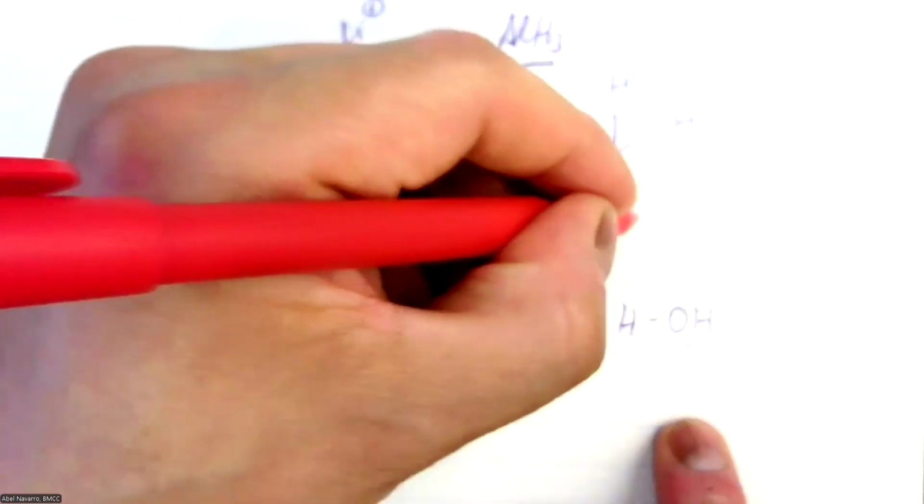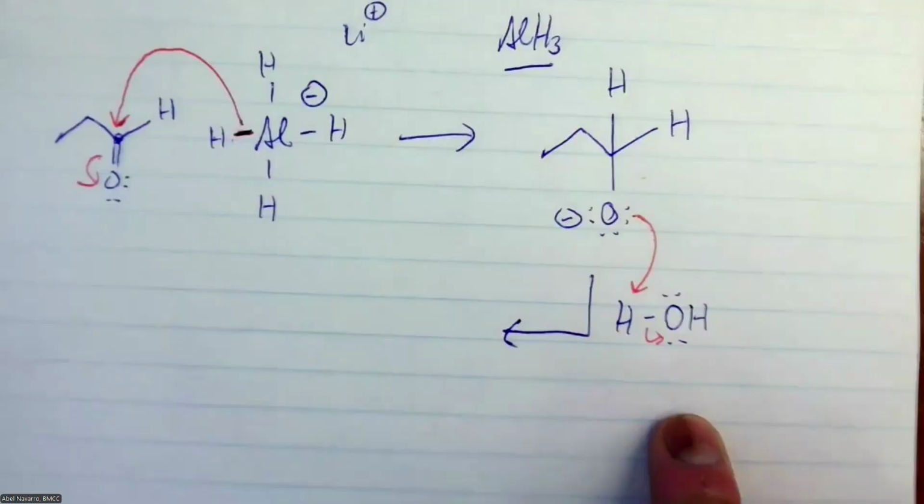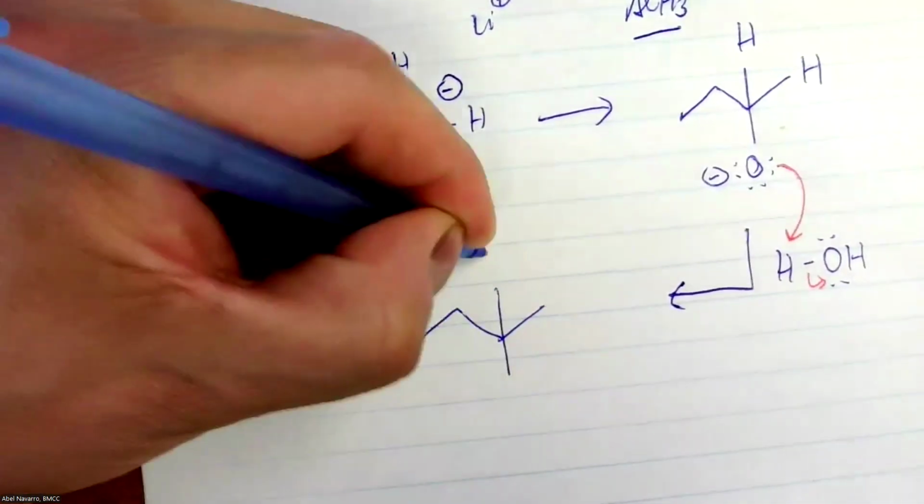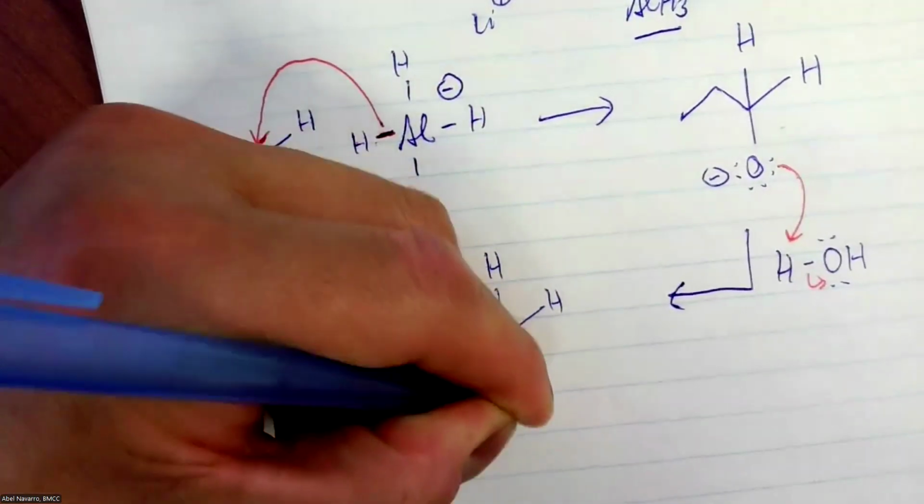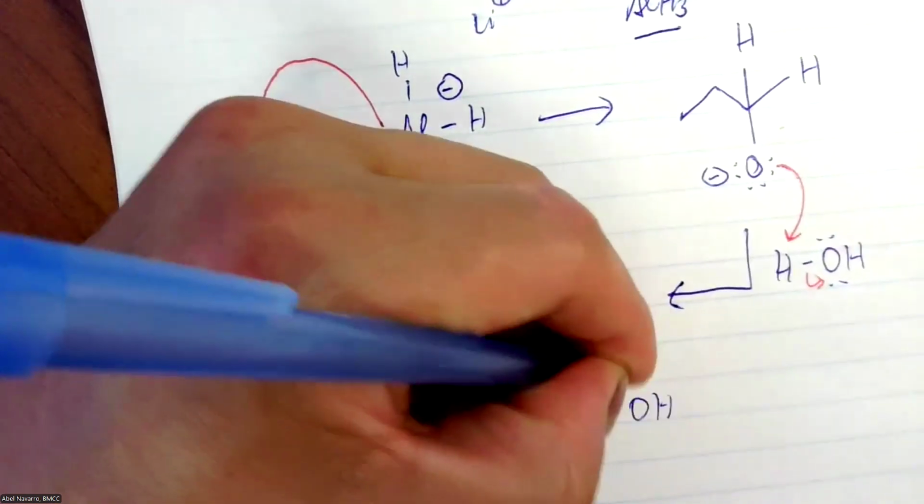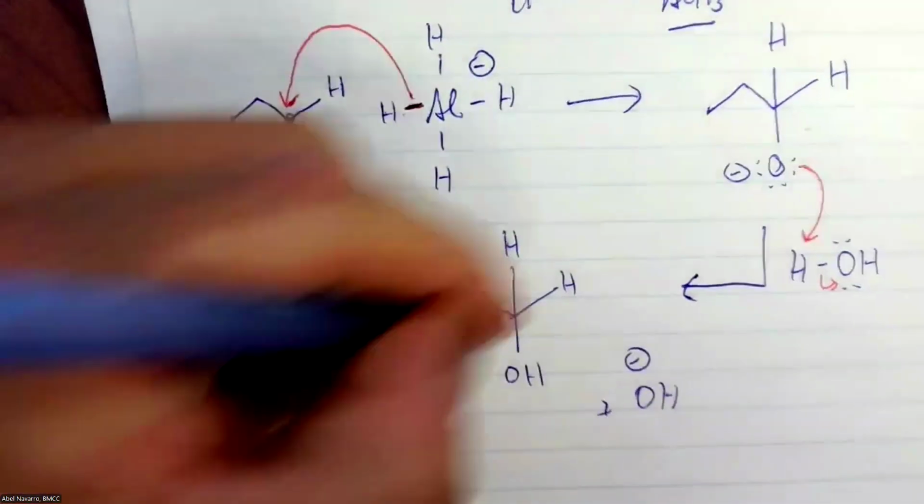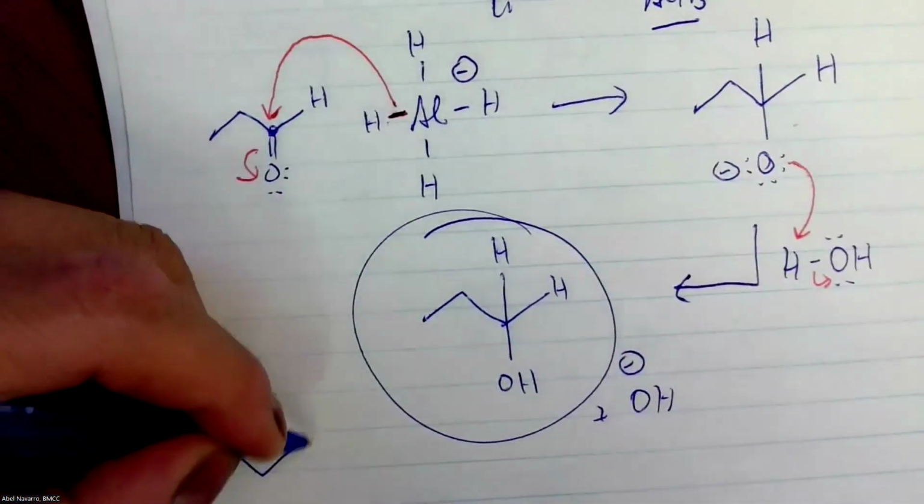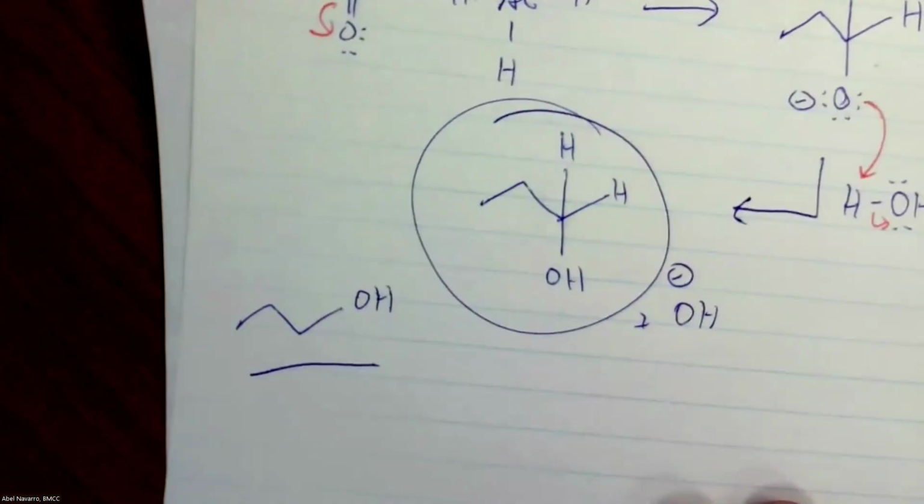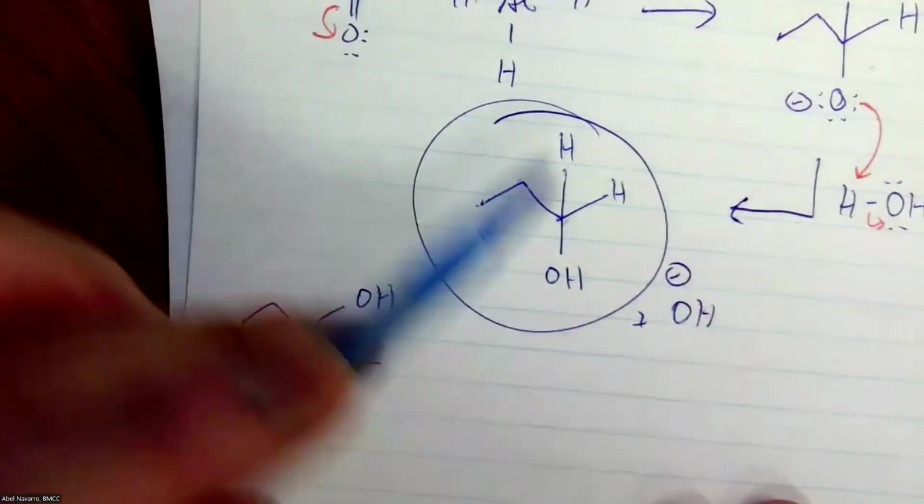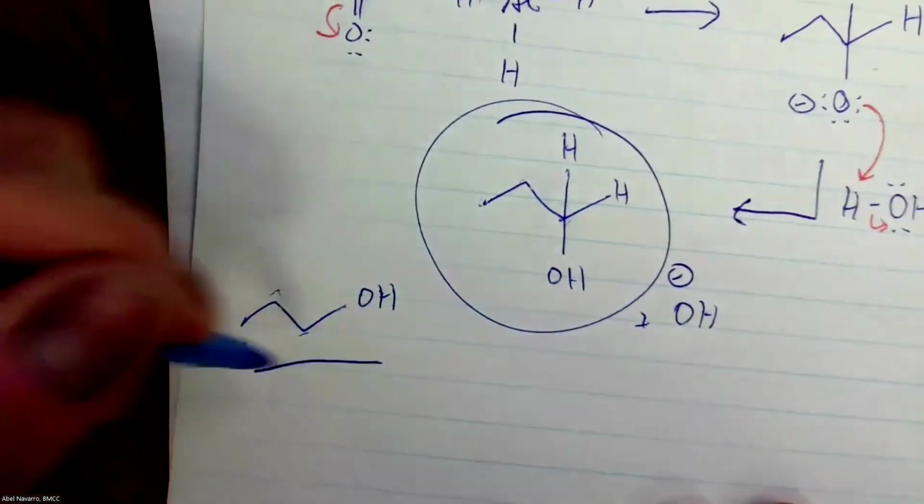So next will be the attack, this one, and then this one attacks and goes back to the oxygen. OH plus OH minus. And that's your product. Propanol. 1, 2, 3, OH. Propanol.